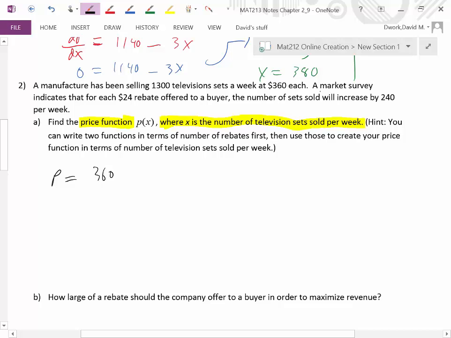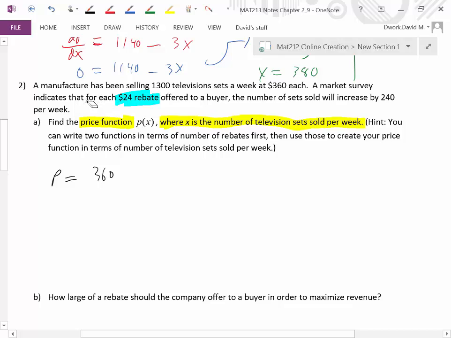Well, a market survey indicates that for each $24 rebate offered to a buyer, the number of sets sold will increase by 240 per week. So what we're talking about is changing the price. What we're talking about is offering a $24 rebate. And it doesn't have to be just one because it says for each $24 rebate.